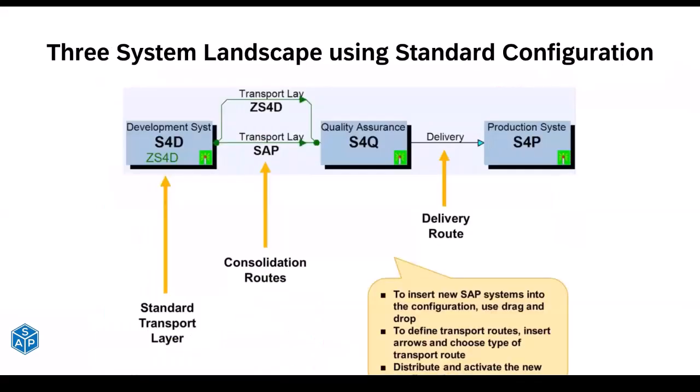You can have multiple. This is your common setup over here in a three system landscape. Users use the standard configuration, so you have your standard transport layer. This is your normal development system. Here you have a consolidation route, so these two transport layers come under the consolidation route. On your target system, the production system, you have the delivery route. That is the standard configuration.